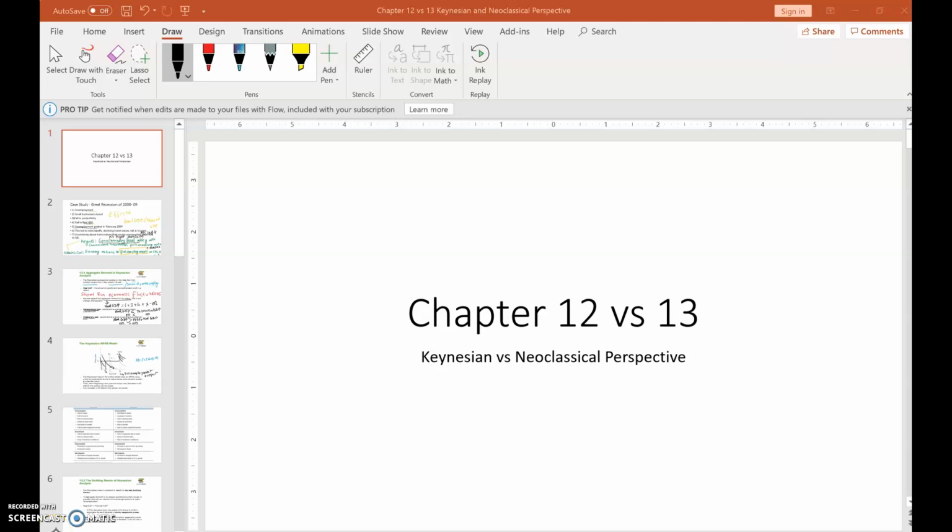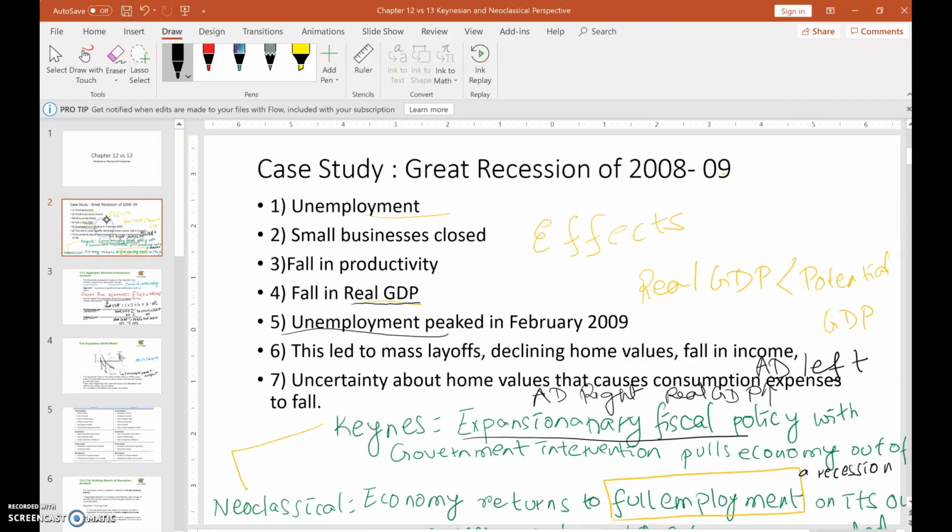Hey everyone, in this section I tried to combine chapters 12 and 13, that means the Keynesian and neoclassical perspective, so that it's easier for everyone to understand what's going on. So we can look at the effects of the Great Depression, where we had unemployment, fall in real gross domestic product, mass layoffs, and declining home values. All of this is going to cause the real gross domestic product to be less than potential gross domestic product.